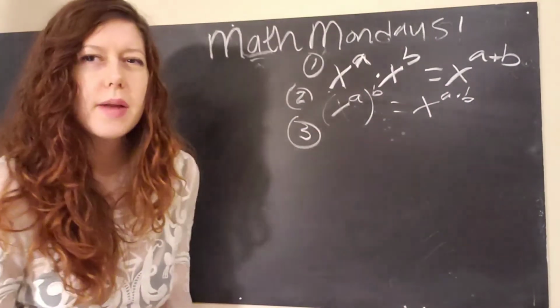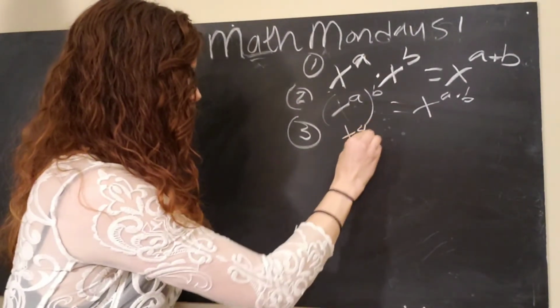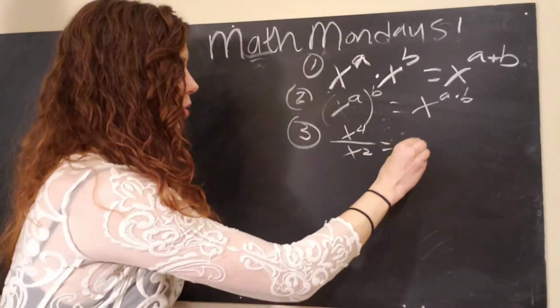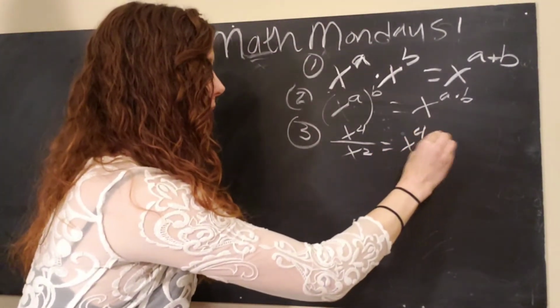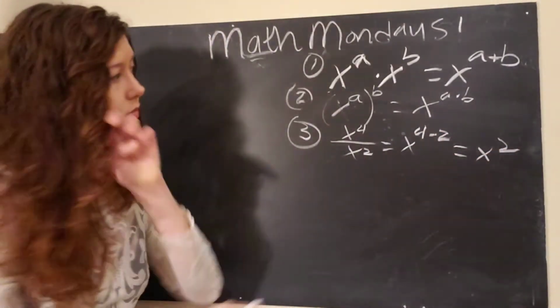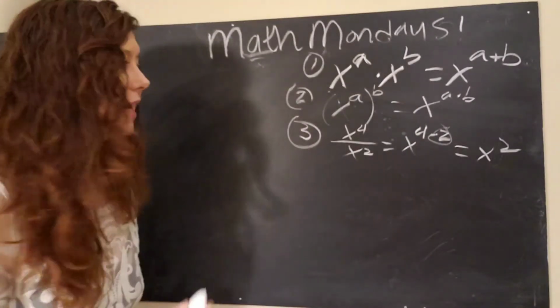All right, what about fractions? What if we divide exponents? Well, let's say we have x to the 4th divided by x to the 2. This actually equals x to the 4 minus 2, which is x squared. And so this is kind of interesting. You might be like, wait, there's a negative? What? Yeah.